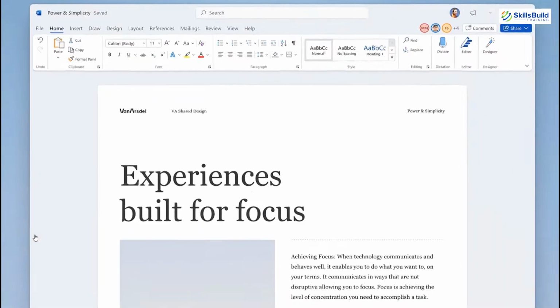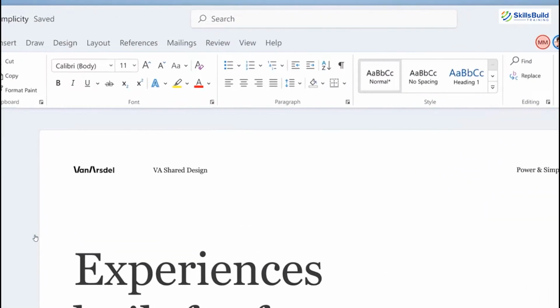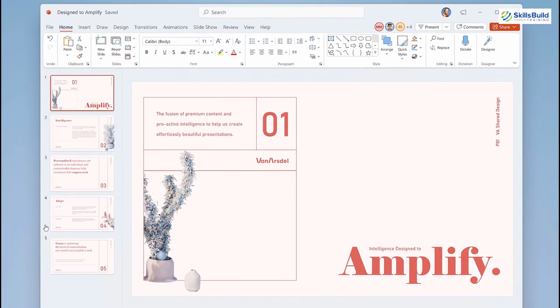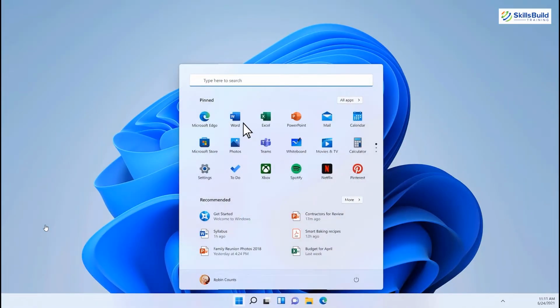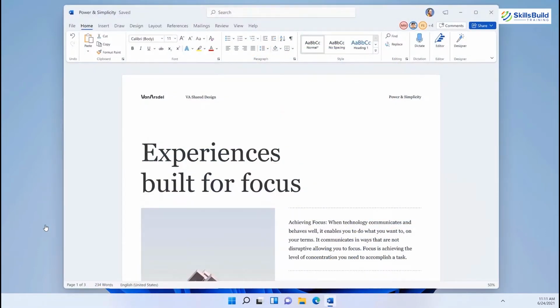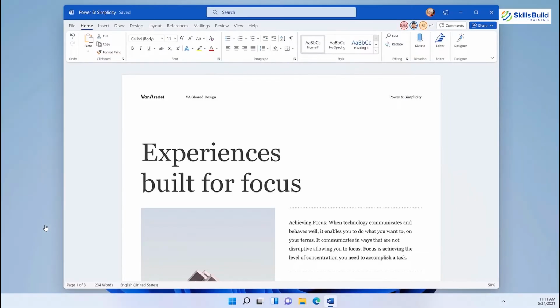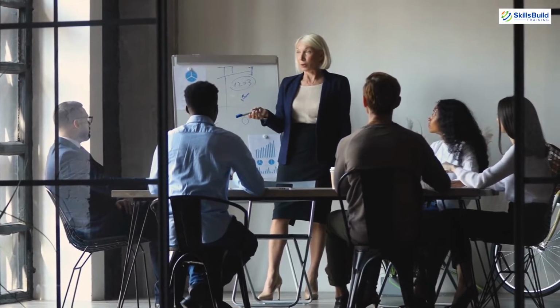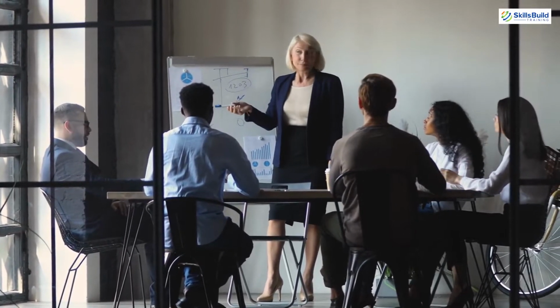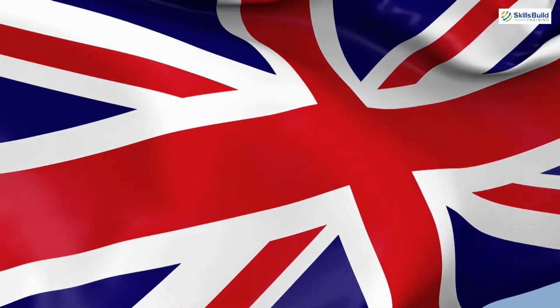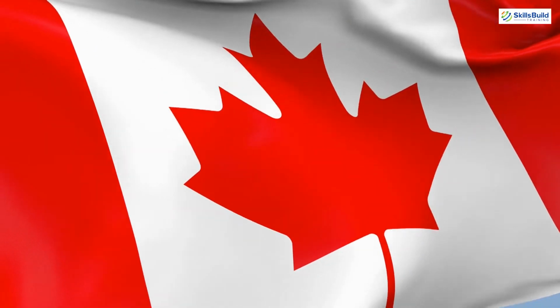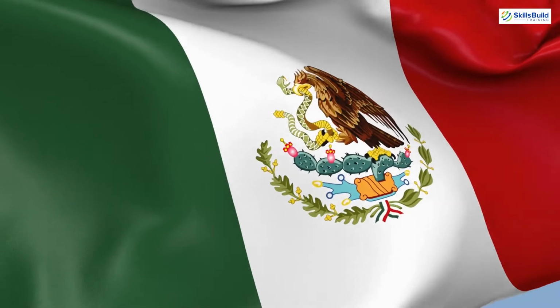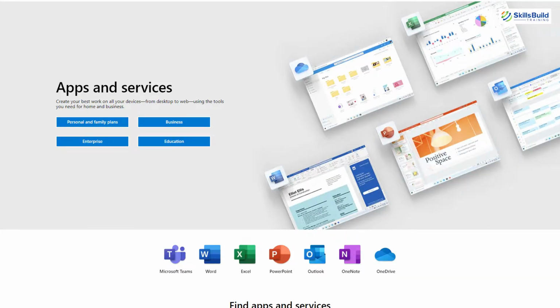The third difference is that the visual refresh feature is only available for Office 2021 and Microsoft 365, and there are chances that we might get this feature for the Office LTSC 2021. The fourth difference is that Office LTSC 2021 adds support for the following three languages: English (United Kingdom), French (Canada), and Spanish (Mexico).